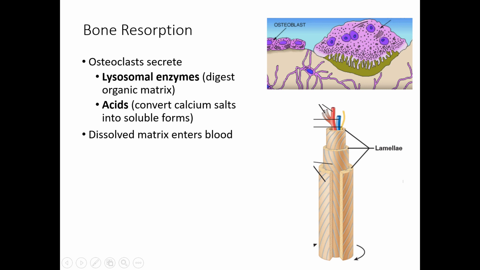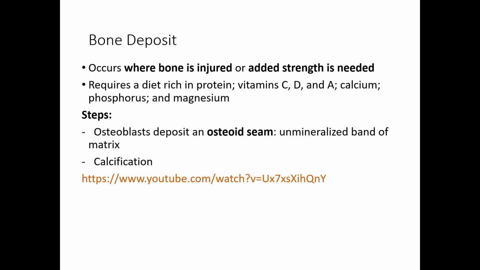But osteoclasts also produce acids, and those acids can destroy calcium phosphate. Calcium salts are converted into soluble forms, and they go into the blood. So whenever bone resorption is happening in the body, the calcium level increases in the blood.